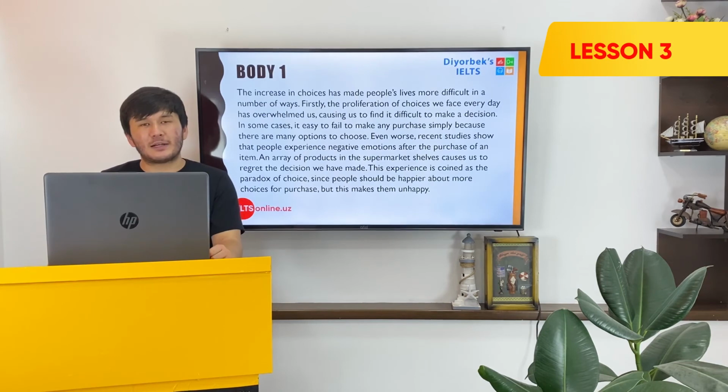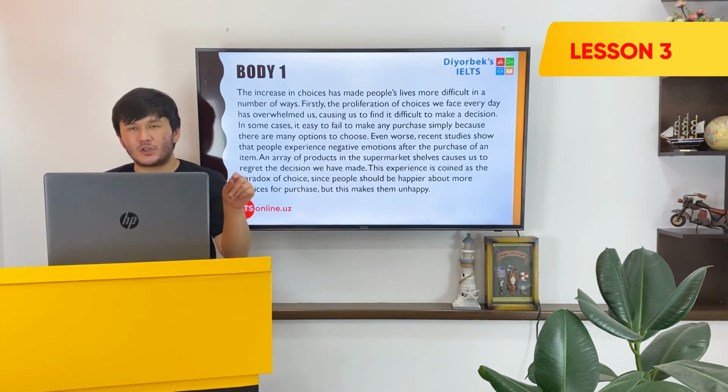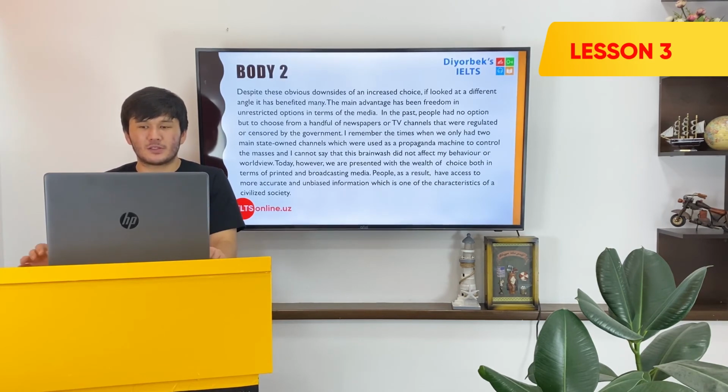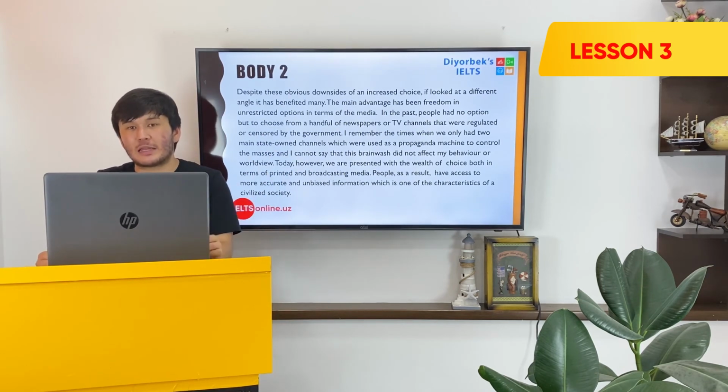So in the next paragraph, I need to use transition signals very successfully so that I still maintain my position clearly. So I need to include one transition signal that shows the relation between this paragraph, body 1, and body 2. So it is really important that you choose the transition signal appropriately. So look at this choice of transition signal: Despite these obvious downsides of an increased choice. So we are referring to the previous statement.